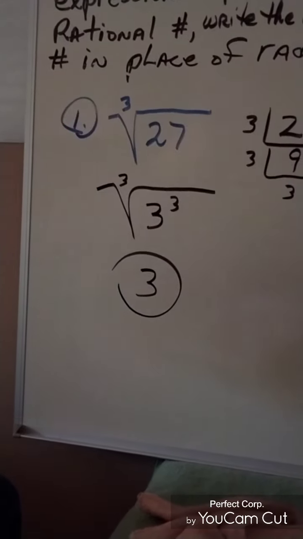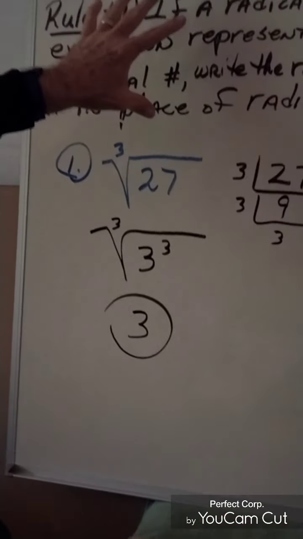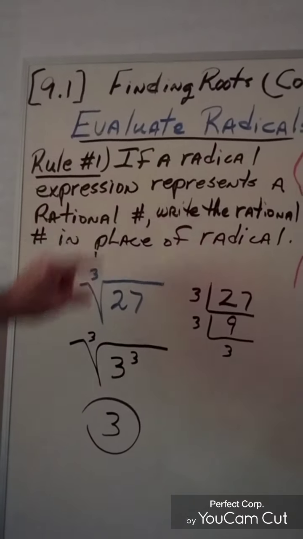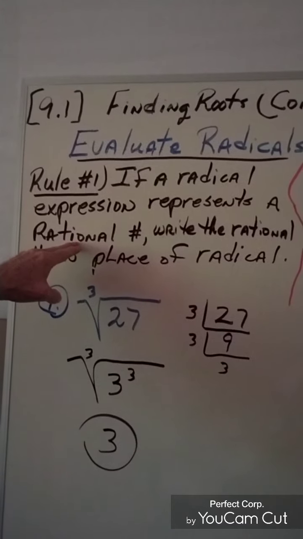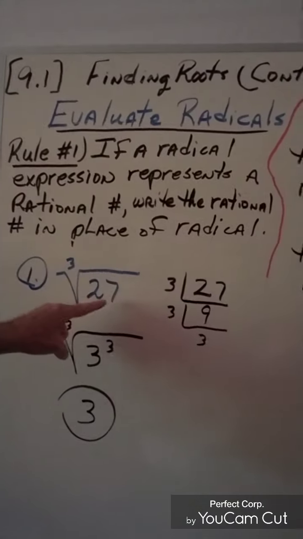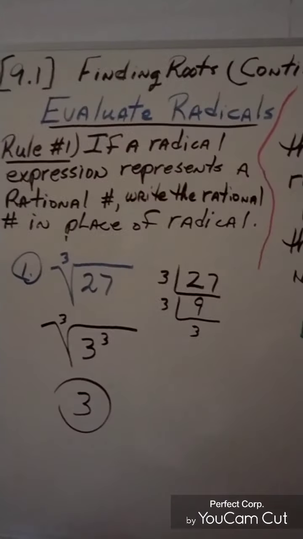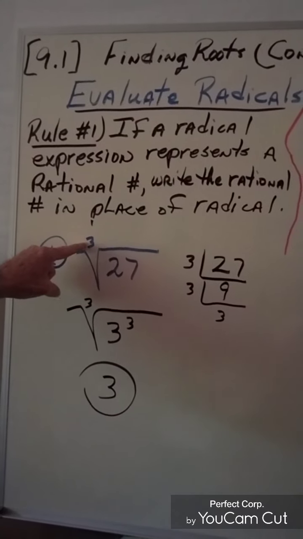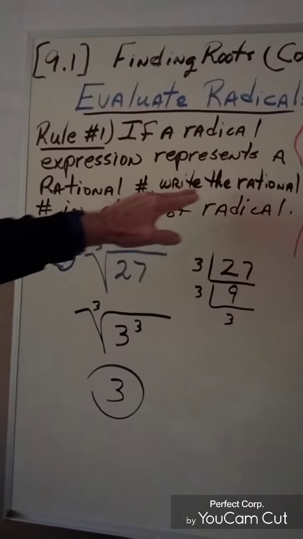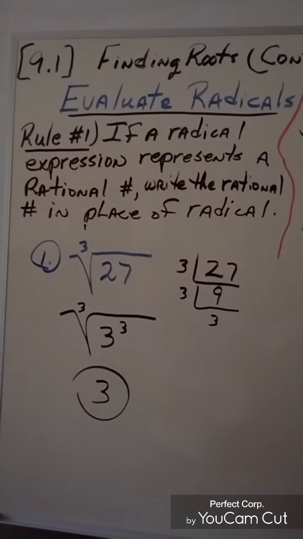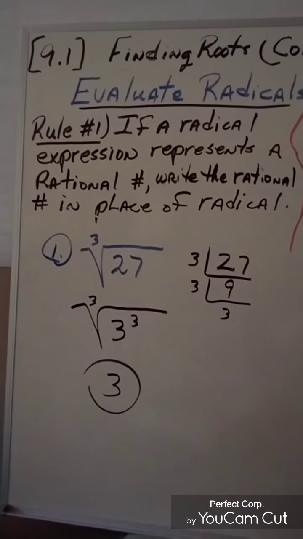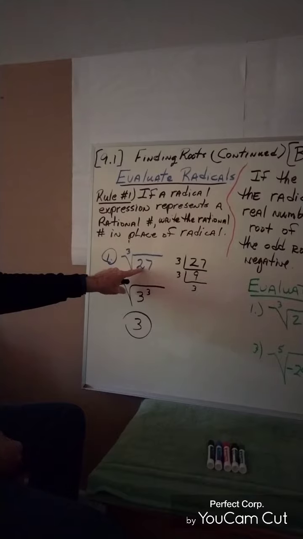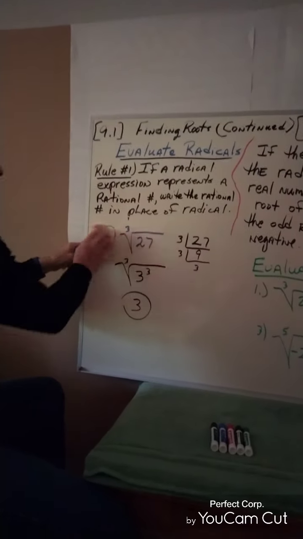So even on this one, if we take a look at rule number 1 that we're working with right here, just to see it again. If a radical expression represents a rational number, and this radical expression represents a rational number because 27 is a perfect cube, it matches that index, then we're going to write the rational number in place of the radical. We're going to write 3 because it was a perfect cube. Index is odd. It happened to be positive. Let's go to 2.